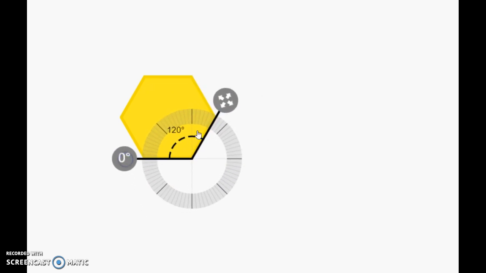120 yet again. That's why this hexagon is a special type of hexagon. All the angles are exactly the same, which means we call it a regular hexagon. If all the angles are the same, all the sides will be the same also. Woohoo!